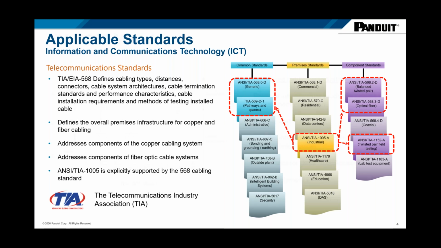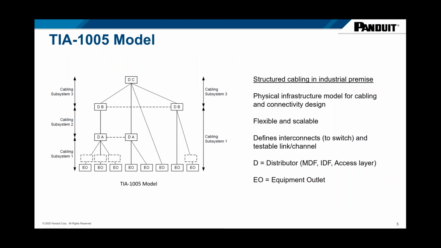So to give you a little familiarity and set up on what the industrial standard is, TIA 1005A, this is the cabling and connectivity model. Conceptually, it starts at the bottom where it says EO, or equipment outlet. There are 2 and sometimes 3 sets of patching systems or distributors on the way up to the network core at the top. From the bottom up, these are depicted as distributor A, distributor B, and distributor C.